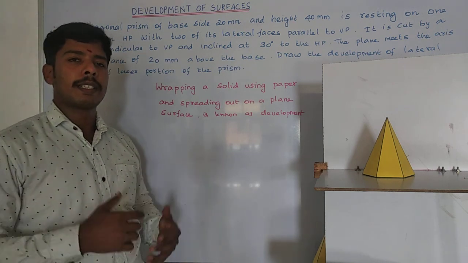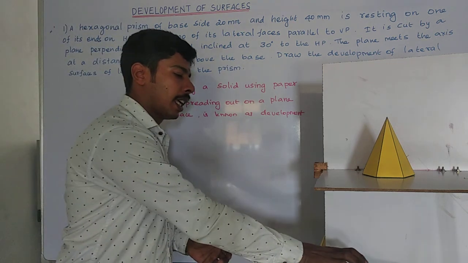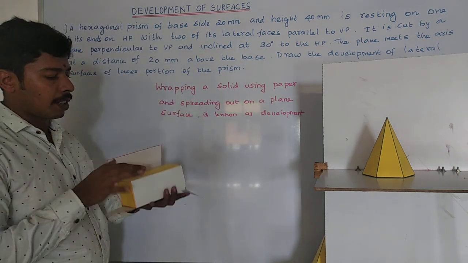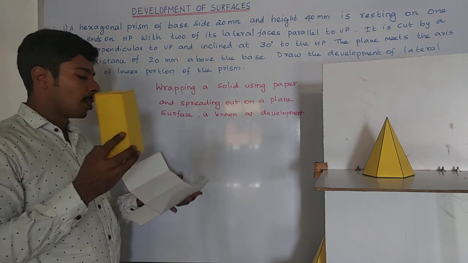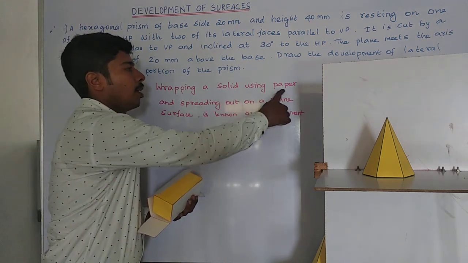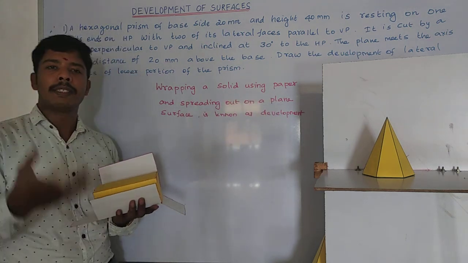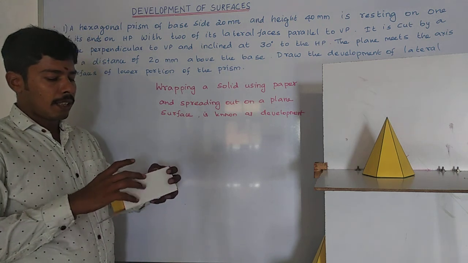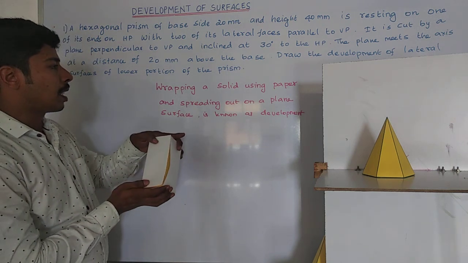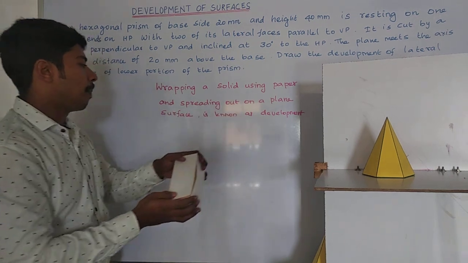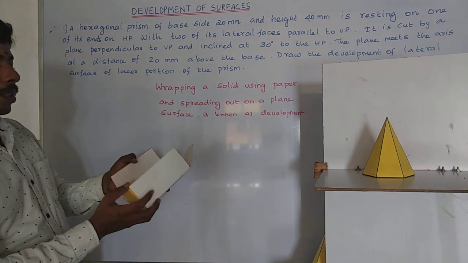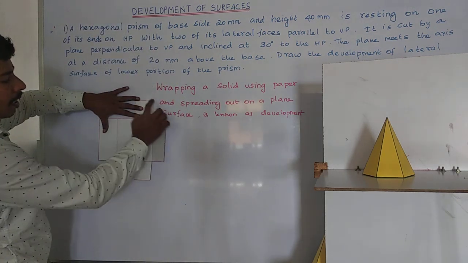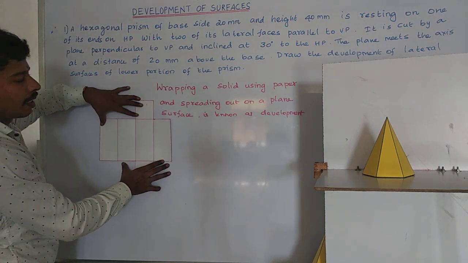What is development? Development means wrapping a solid. This is a square prism. So I am wrapping the solid using paper or maybe thin sheet, whatever may be. Wrapping with thin sheet and spreading out on a plane surface, the resulting figure is known as development.